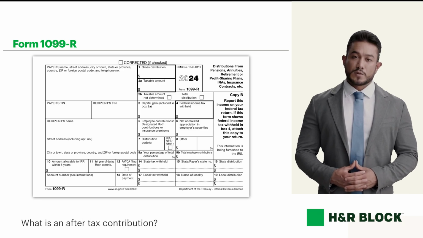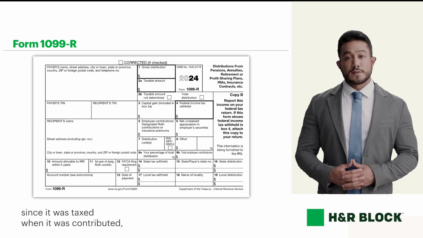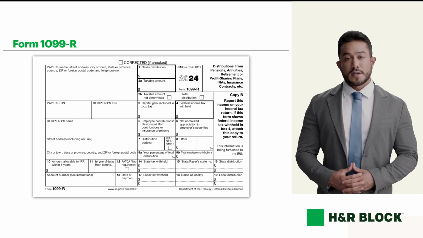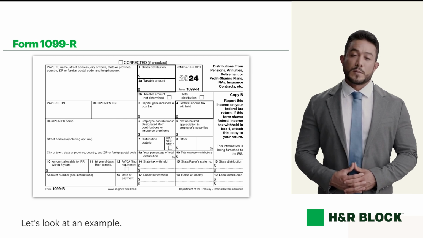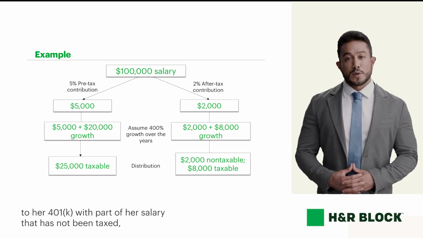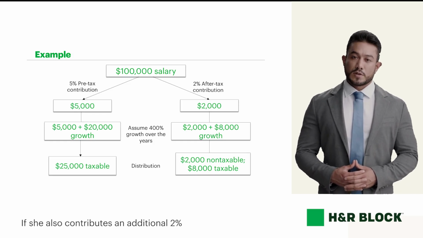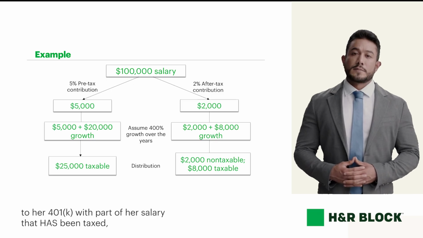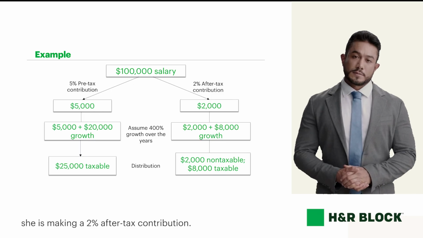What is an after-tax contribution? It is a contribution that is made with money that has already been taxed. Since it was taxed when it was contributed, it is not taxed again when it is distributed to the taxpayer. Let's look at an example. For example, if Mindy made 5% contributions to her 401k with part of her salary that has not been taxed, she is making a 5% pre-tax contribution. If she also contributes an additional 2% to her 401k with part of her salary that has been taxed, she is making a 2% after-tax contribution.